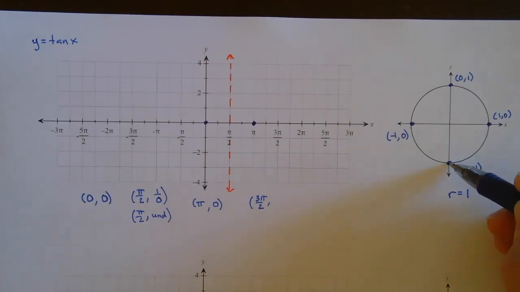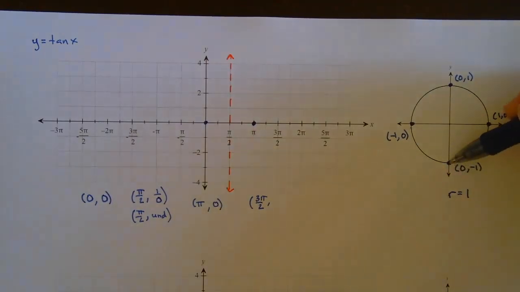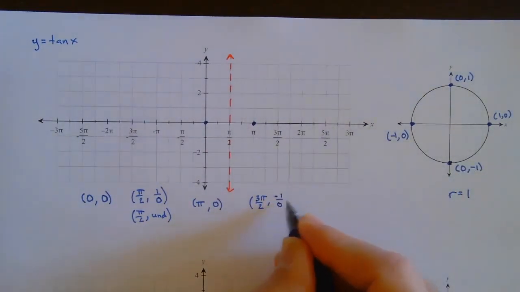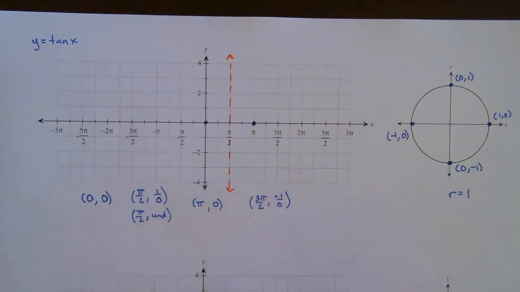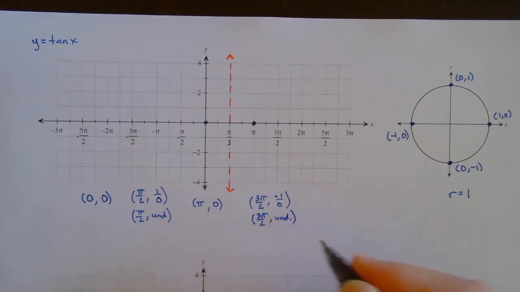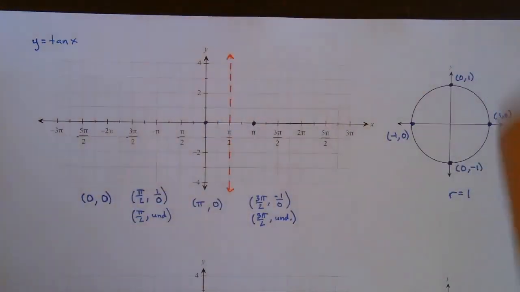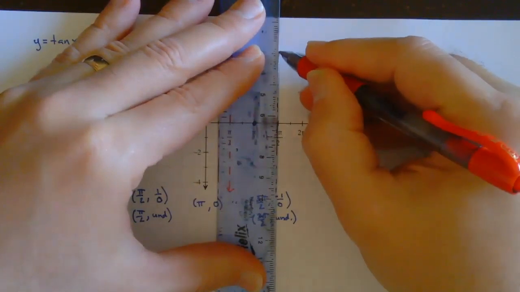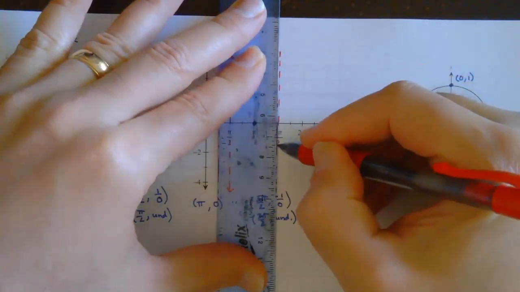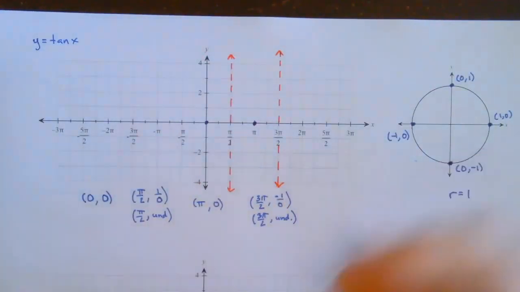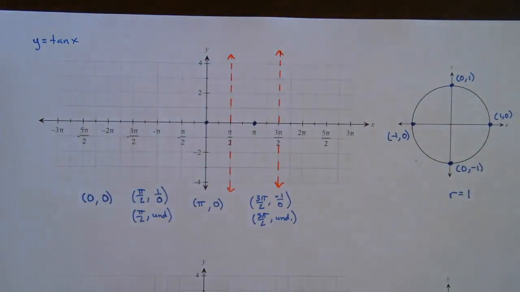Okay, keep rotating, 3 pi over 2. 3 pi over 2 puts me right here. And if I'm right here at this rotation, my ratio of y to x would be -1 over 0, right? But we can't write it as -1 over 0 because -1 over 0 is really undefined. So guess what? We have another vertical asymptote. So we're going to draw on the next vertical asymptote.